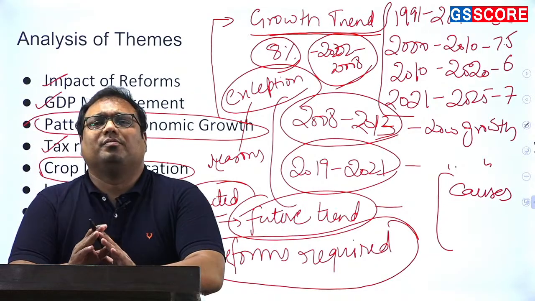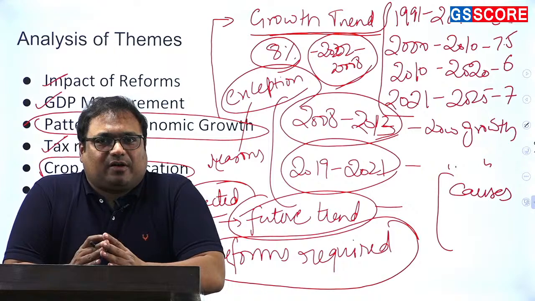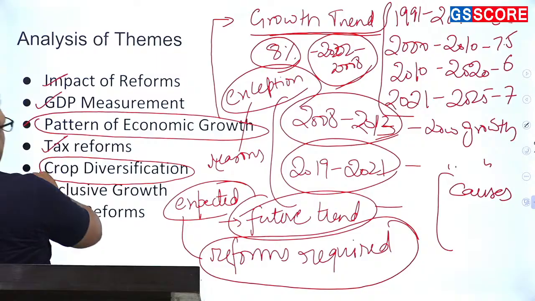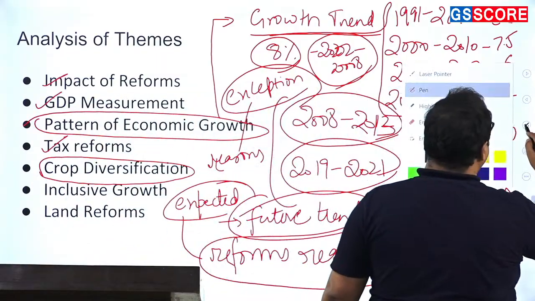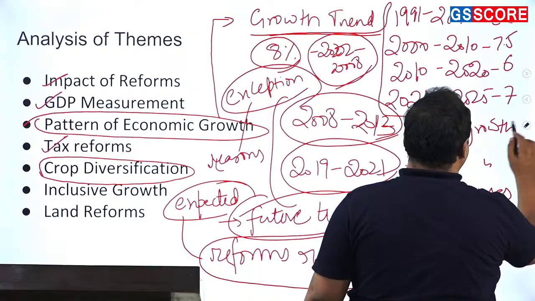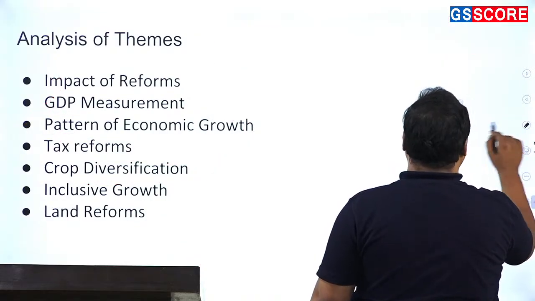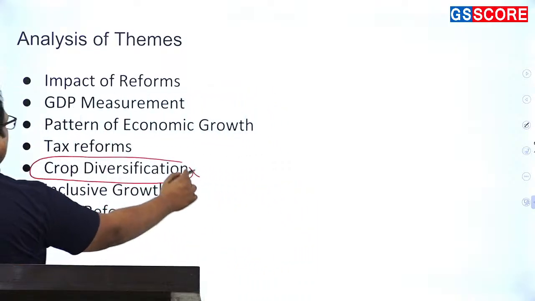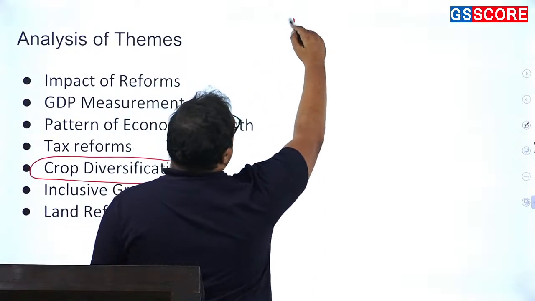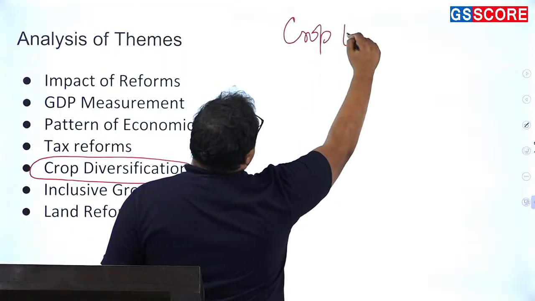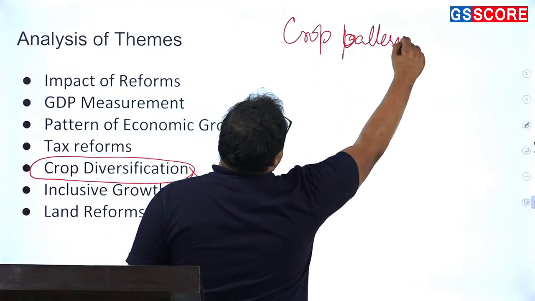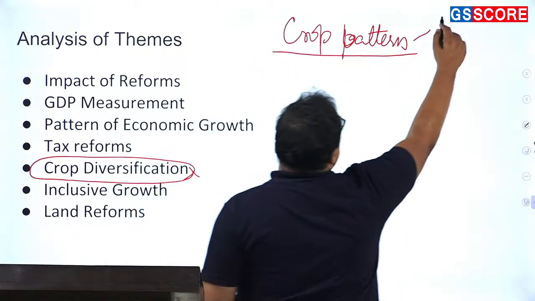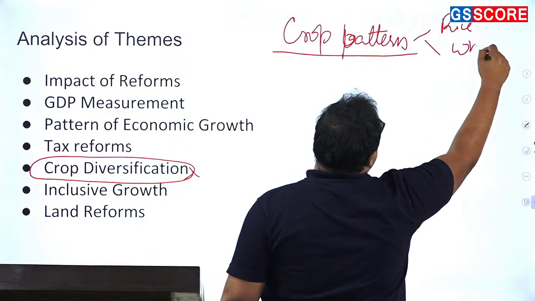So why do we need to diversify crops? What is our current crop pattern? Okay, let's do that also quickly. So we are on crop diversification. First of all, crop pattern. Which crops do we grow? What are the top crops? Which crops do we grow in which area? For example, at present it is dominated by rice, wheat, etc.